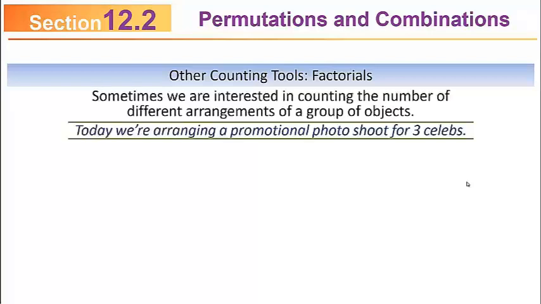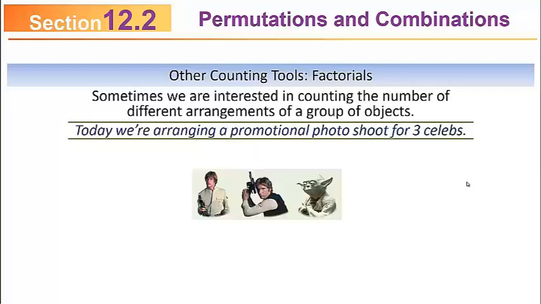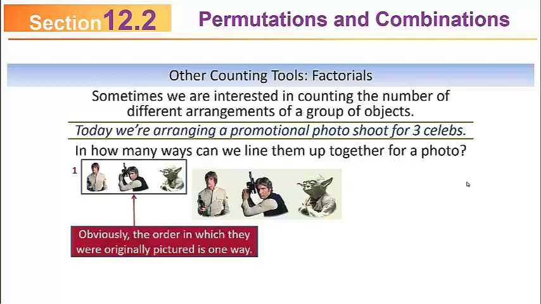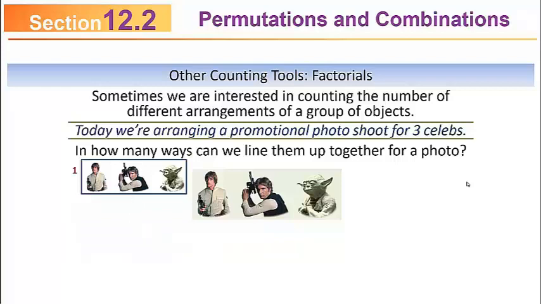Suppose we're arranging a promotional photo shoot for 3 celebrities. And if you like Star Wars, you'll recognize these as Luke, Han, and Yoda. And I'm asking the question, in how many ways can we line them up together for a photo? If you're just going to list them by brute force, one way is to just leave them in the order they appear now. You've got Luke, Han, and Yoda. And then you need to figure out how many ways you can move things around to get a different arrangement.